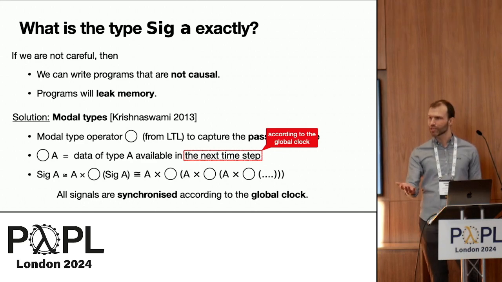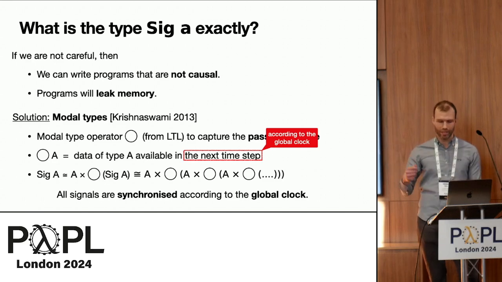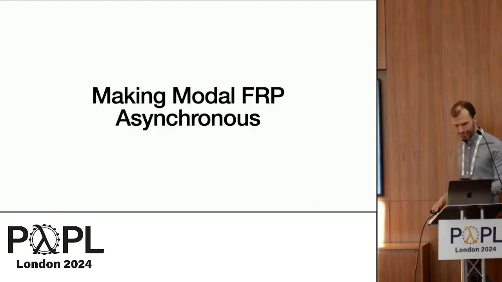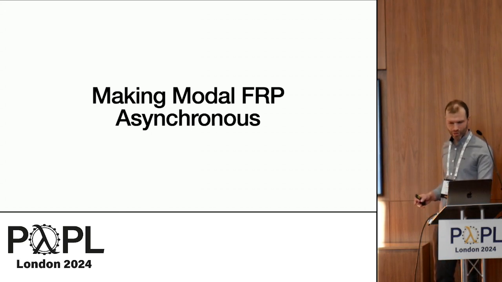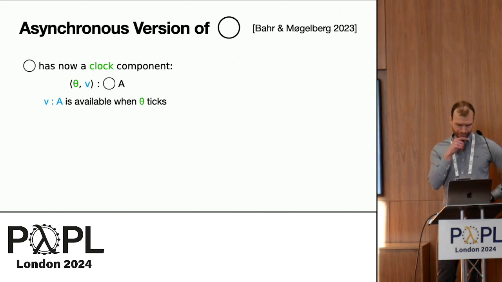But what if we want to actually build GUIs where we have to deal with asynchronous input streams? So how do we make this all asynchronous? There are different approaches, and here I'm going to show you a particular version of this. It was presented last year by a colleague of mine, Rasmus, and myself.